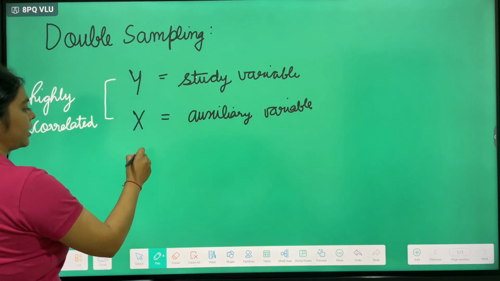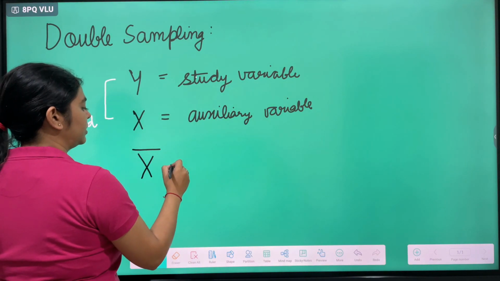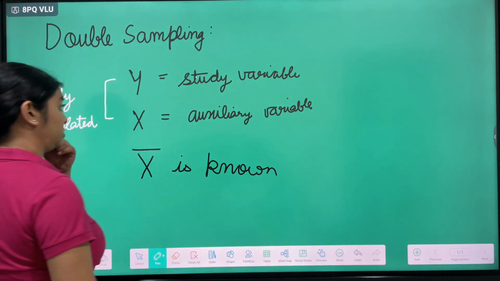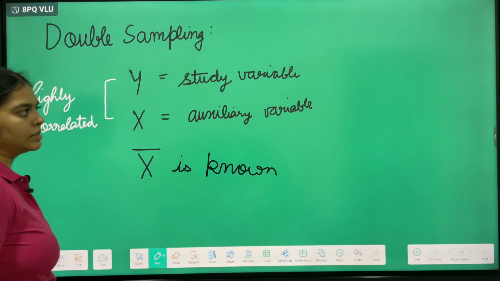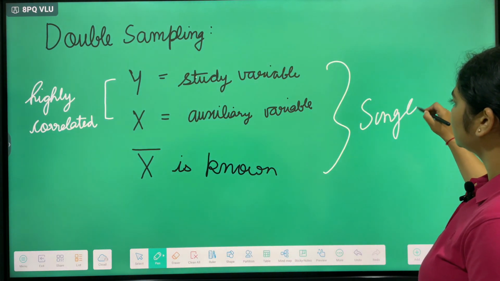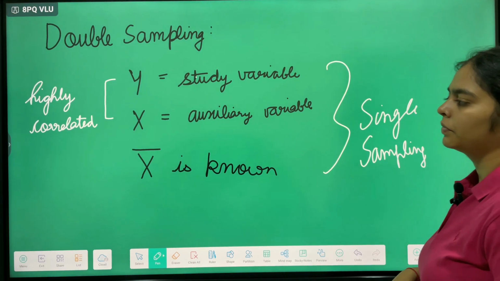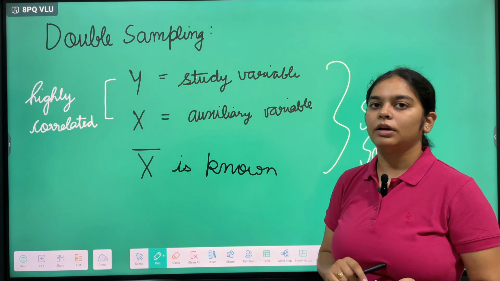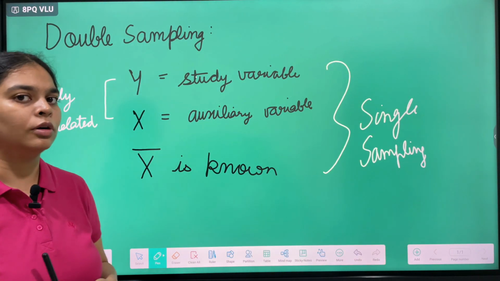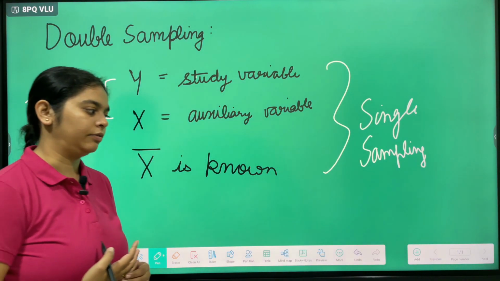And here always x bar was known. Mean of auxiliary variable is known. This is, we are talking about the single sampling, in which we had done ratio estimator, product estimator, and regression estimator. Now in double sampling also the techniques are same: ratio estimator, product estimator, and regression estimator, but the main properties of double sampling is different.